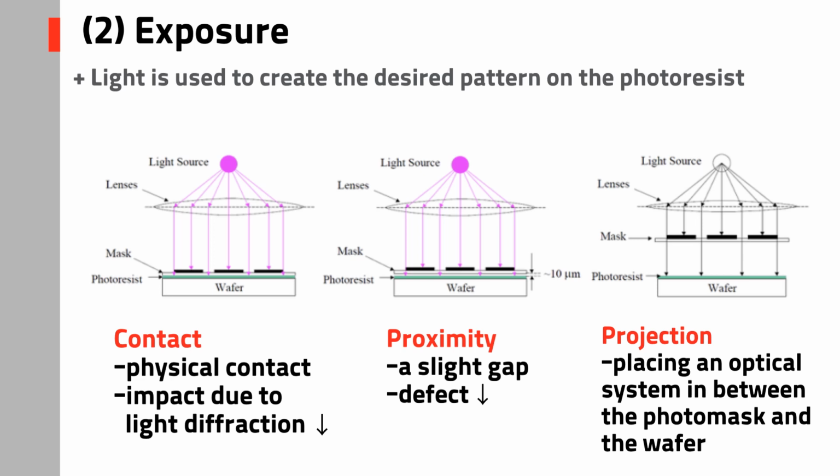It includes creating a gap between the mask and the wafer and then using lenses to focus the light. Each of these exposure methods comes with its own set of advantages and disadvantages, and the choice of method depends on the specified requirements of the photolithography process.